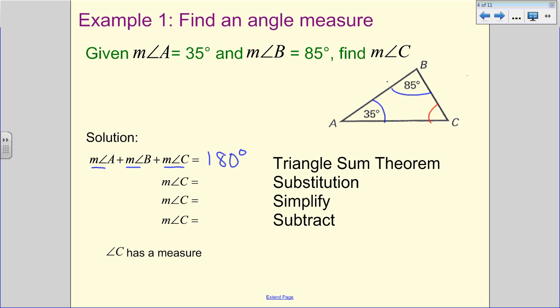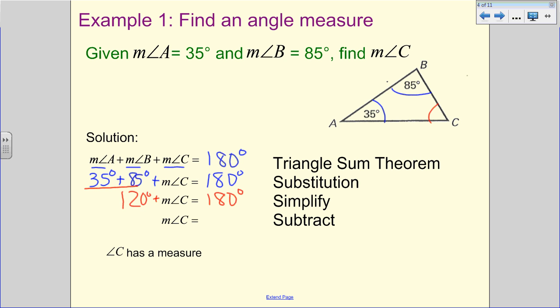I'm then going to do a little bit of substitution. So I'm going to substitute in what I know. I know that the measure of angle A is 35 degrees. The measure of angle B is 85 degrees. So I can replace those measurements with their actual degrees, and I know it still equals 180 degrees. We're going to simplify, which means combining like terms here. So we combine this and get 120 degrees plus the measure of angle C is equal to 180.